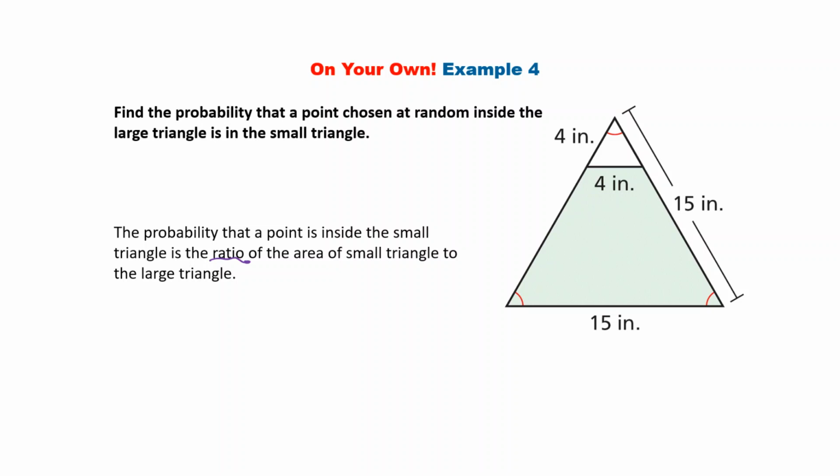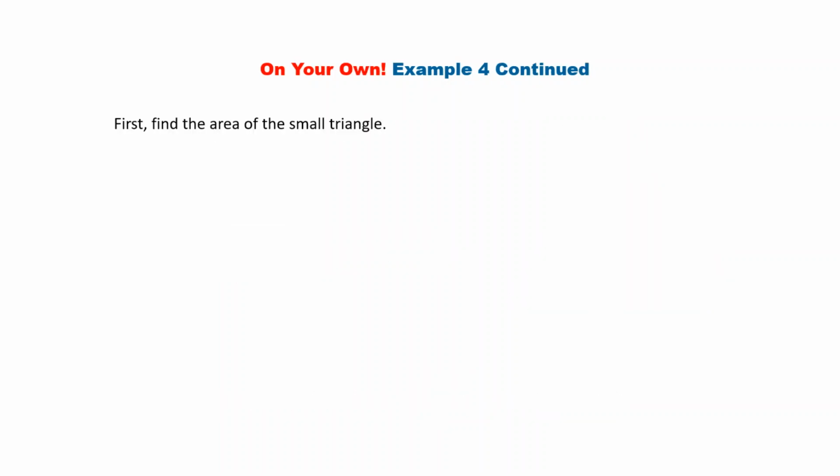Now, normally we say area equals base times height, but in this problem, we're not given the height. We are given the side length, though, and there's actually a formula for that. And so it is s squared times the square root of 3, all divided by 4. Okay, and s is the side, so we're going to be putting 4 in here. So now that I know that, I'm going to go ahead and put my numbers in place there.